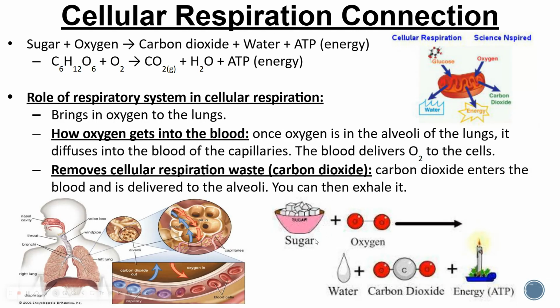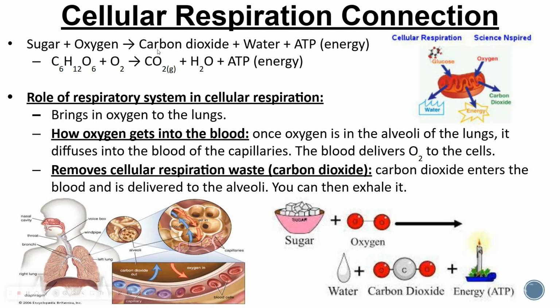So there's sugar and oxygen. Sugar's from the digestive system, oxygen is from the respiratory system. But in addition to bringing in the oxygen, the respiratory system is responsible for also getting rid of some waste, in particular the CO2. If CO2 builds up, it's not actually really good for your body.